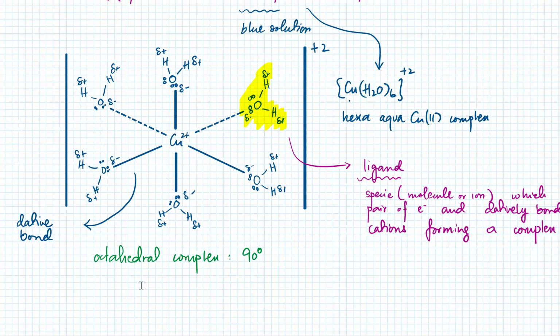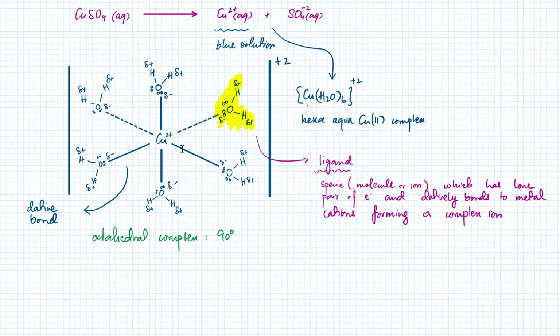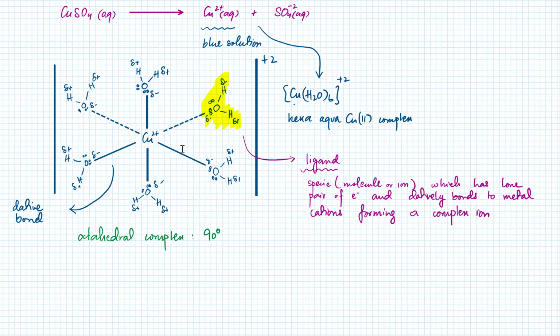The way you're going to write this complex is copper surrounded by six water molecules and having a +2 charge. The overall charge would be +2 because copper is +2 and the water molecule is neutral. And this one is called a hexa aqua copper 2 complex. Aqua just means water, surrounded by water. Hexa means six water molecules.